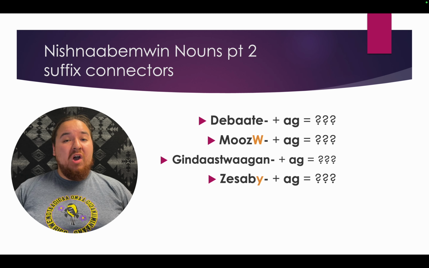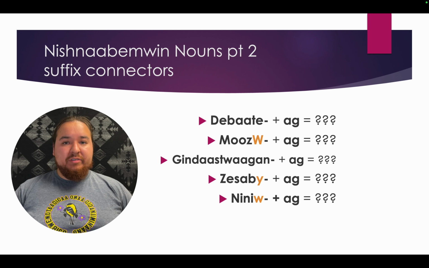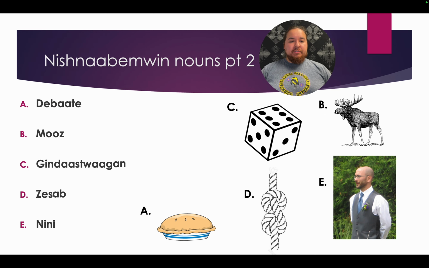Zesub has a Y suffix connector, so we'll see how that affects our plural suffix AG. And nene has a lowercase w suffix connector, so again, we'll see how that affects our plural suffix AG. All right, so Nishnaabemwin nouns, part two, we're going to pluralize these.